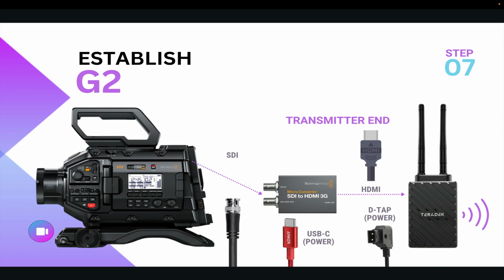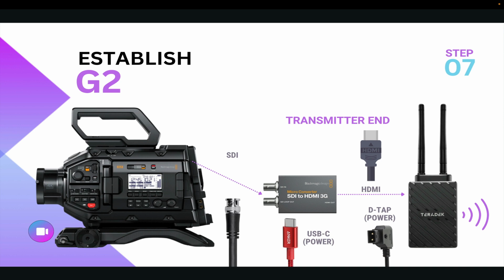So it converts an SDI signal over to an HDMI signal that goes into the wireless transmitter, that then transmits the signal from the camera to the receiver, that ultimately gets us the signal from the camera up to the switcher. Both of these have to be powered up.